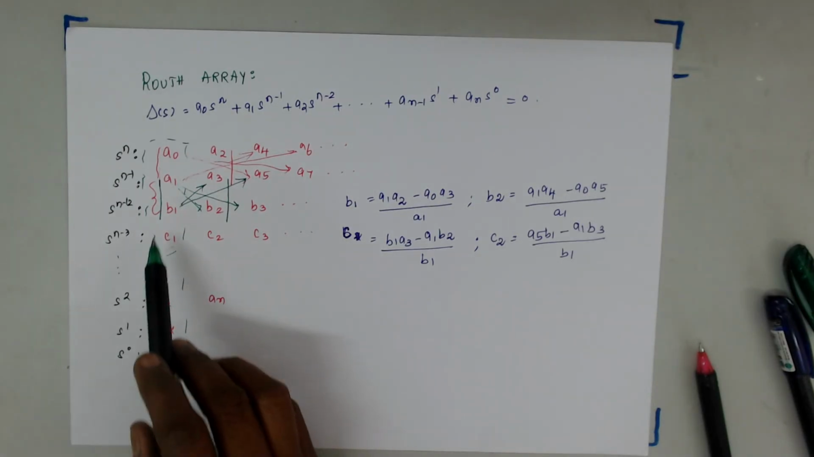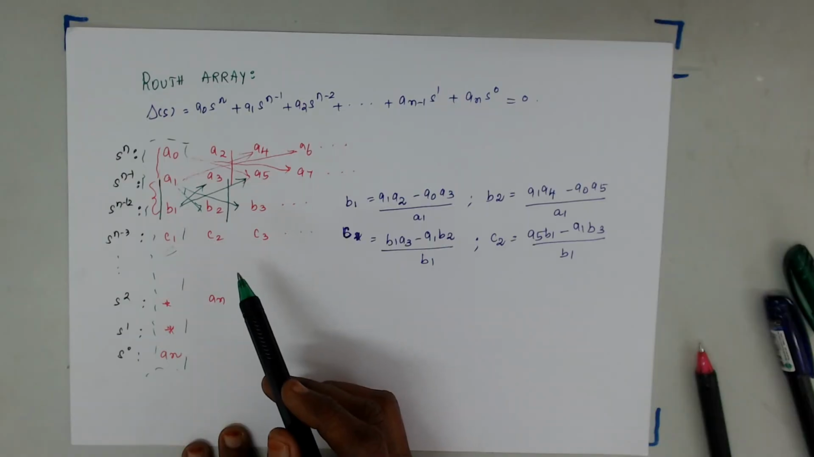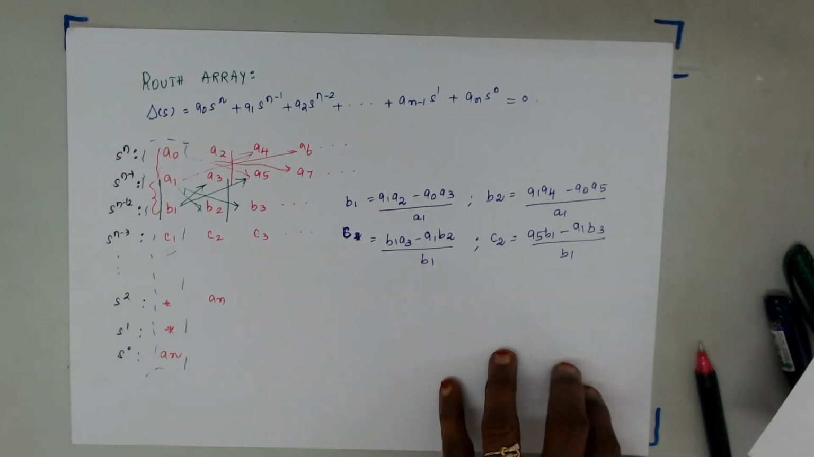If any of the coefficients is found to be negative, then it indicates that some of the roots might be in the right hand side of the S-plane. Based on that, we can analyze the system stability. Now we will move on to an example of how to find the system stability.